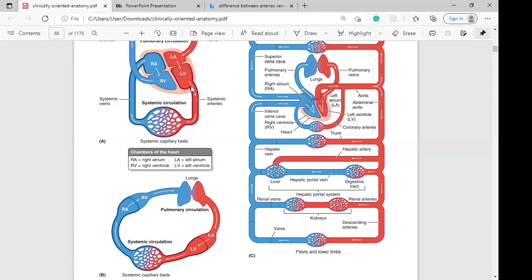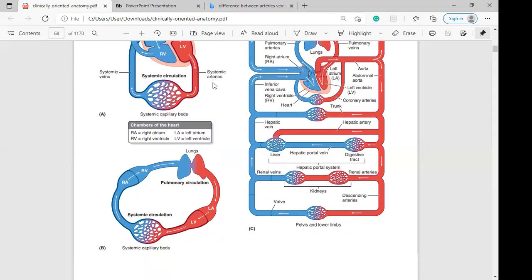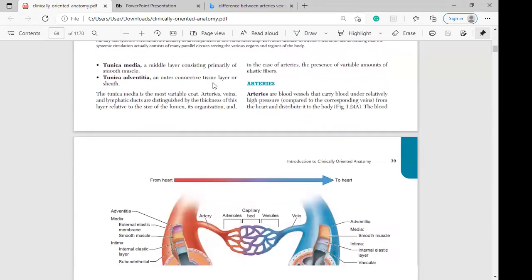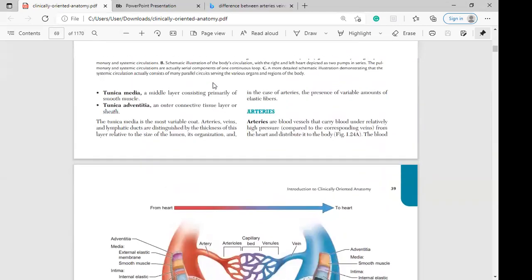There are 3 types of blood vessels: the arteries, the veins, and the capillaries. So today I told you that I'm going to explain the histology of these blood vessels, and after that we'll look at the heart again and look at the histology of the heart. So let's look at the arteries and the histology of the arteries.